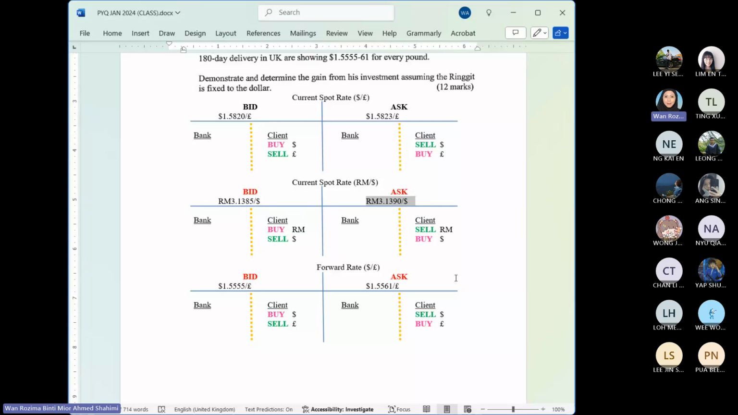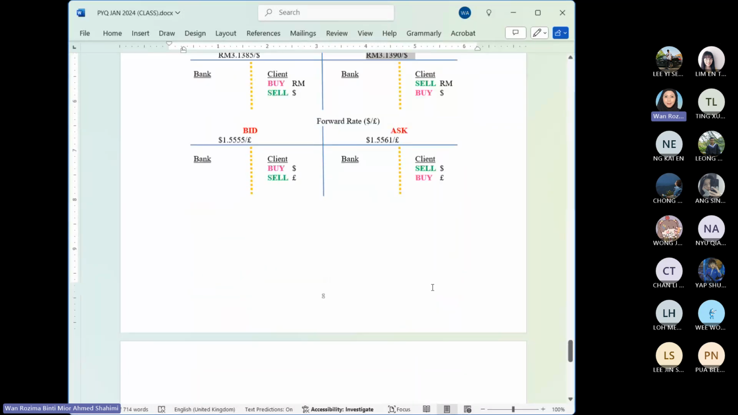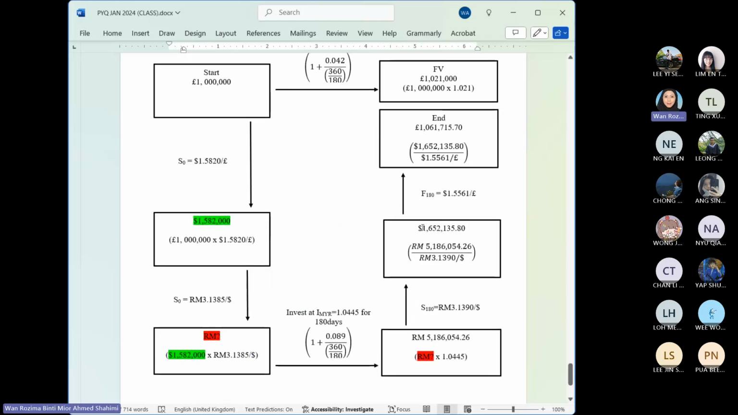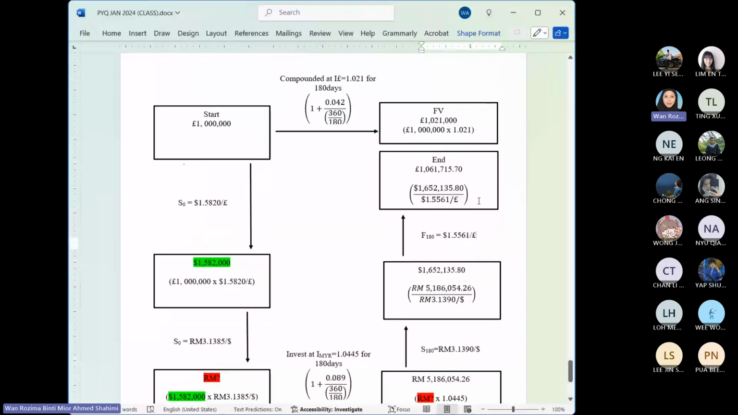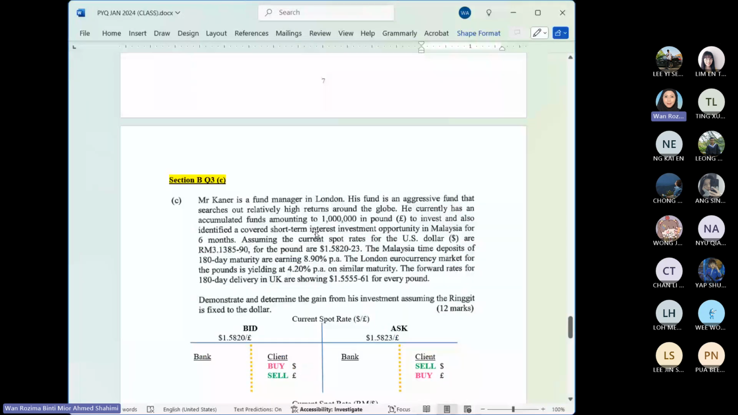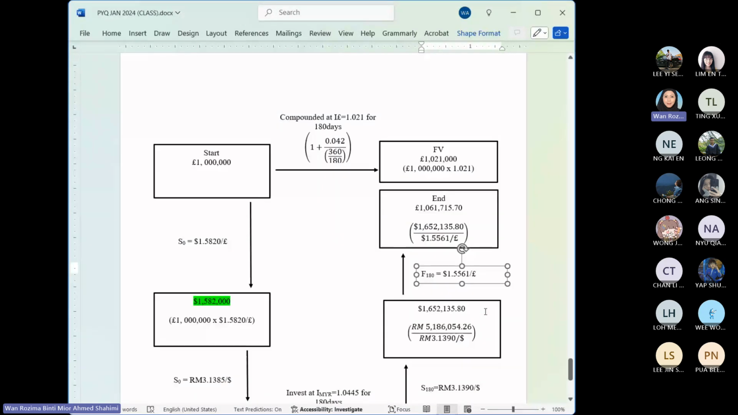Obviously this time around, you need to use the ask price. Then you use the ask price, convert, and get the Malaysian ringgit. And then the question asks you to identify a covered short-term interest investment opportunity. Meaning to say that Mr. Cranner wants to cover by using the forward rate.